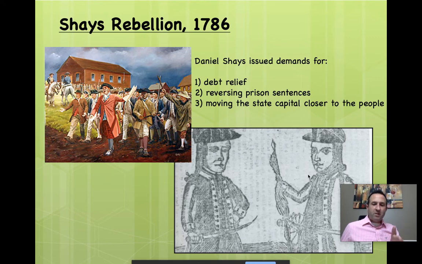Think about this for a minute. The state of Massachusetts is raising their taxes to pay state debt and to pay for the Articles government, but they're not getting the tax money from these farmers because the farmers have no money to pay the taxes because they haven't got paid from the federal government. Yeah, it's cyclical. It's a big issue. And so what happens is these farmers are being foreclosed upon and thrown in jail for not paying their taxes.